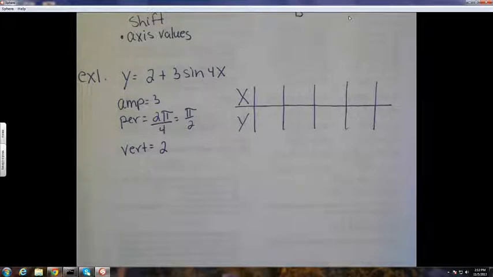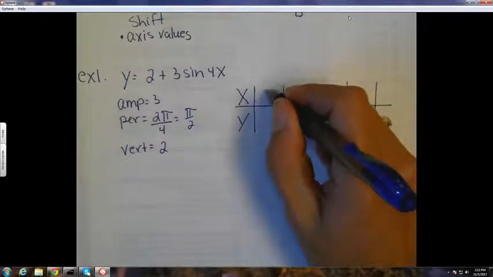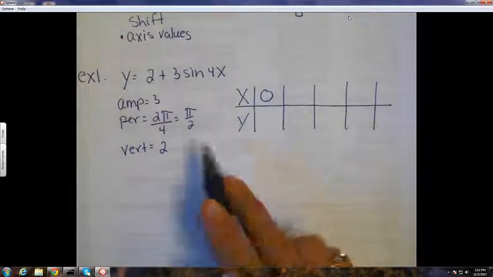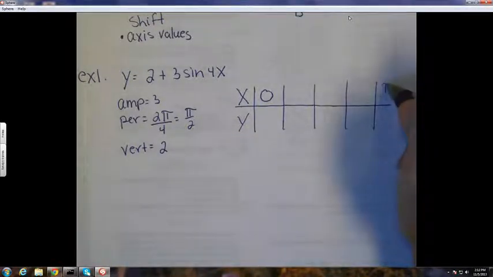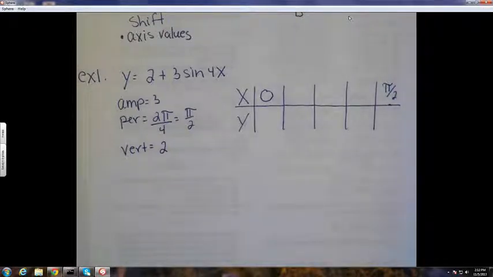Okay, x value first. Where's our first x value going to be at? 0. Where's it going to finish? At the period, pi over 2. Okay, are you good at averaging to get the middle? Kind of. Why don't you try it on your own? Do the averaging, see if you can get those 3 in the middle. I'll do them, we'll compare at the end. So don't just copy, actually try to do it now.